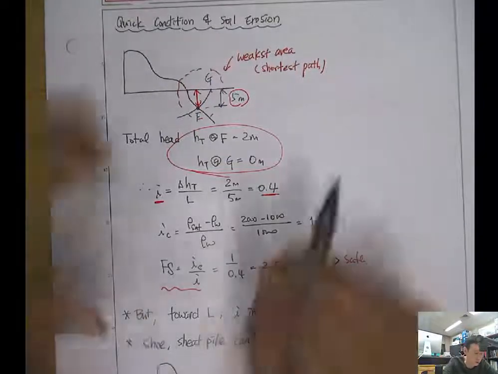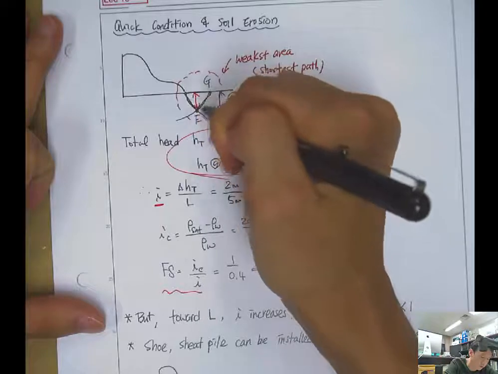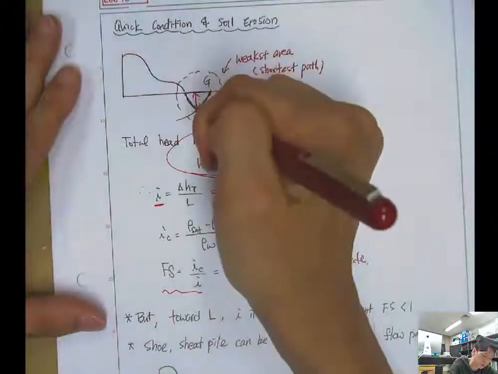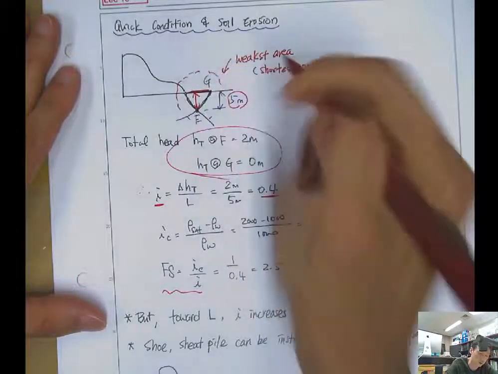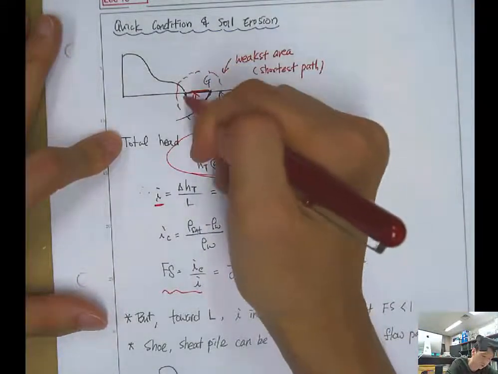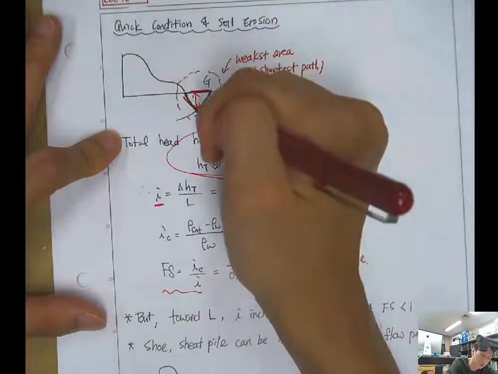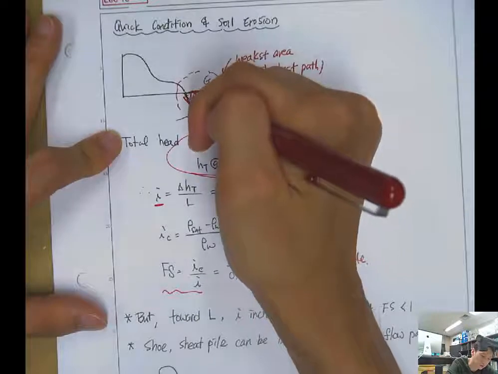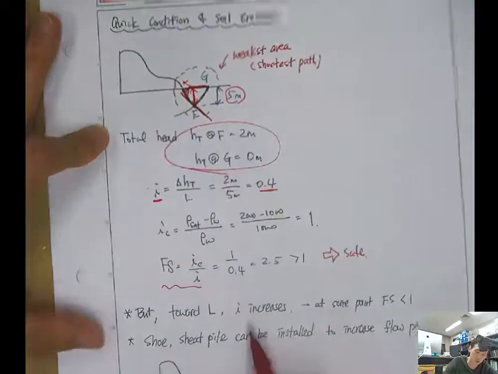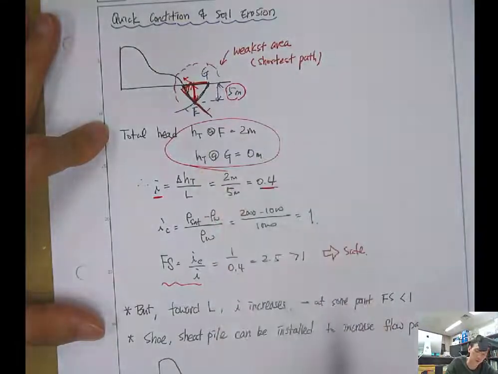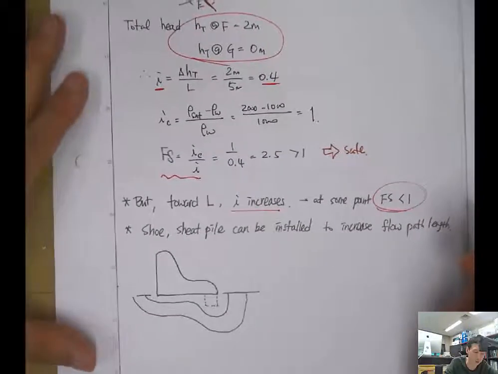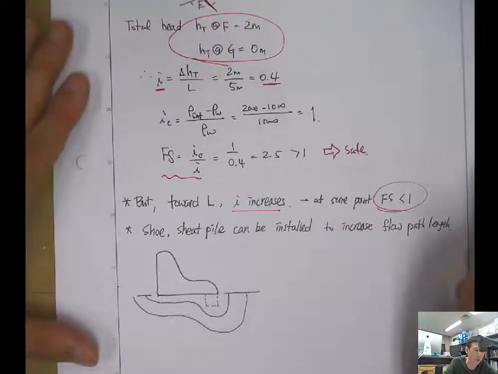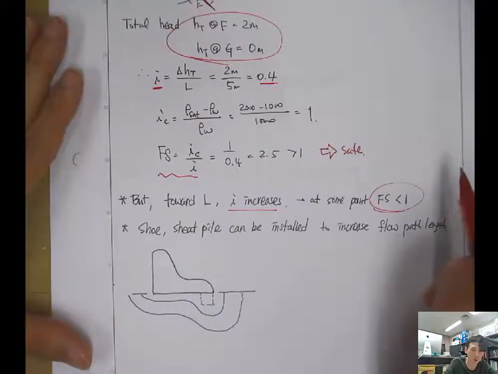But when you look at this triangle-shaped element here, you can see that along here the total head is 0, and along this equipotential line, the total head is 2 meter. Here is 5 meter, but you can see that toward this direction, the length decreases, so that i increases. At some point, the factor of safety will be less than 1. So you cannot have that. You have to do something to increase the length of the flow.